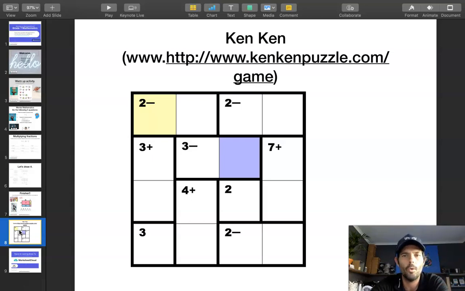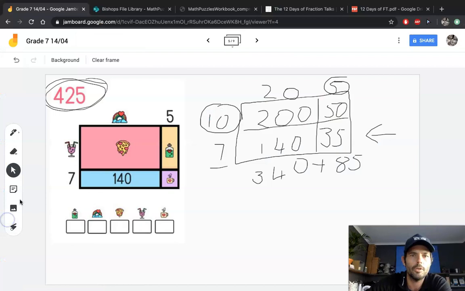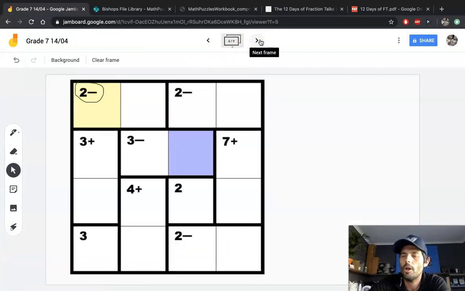So in a 4x4 grid like we've got on the screen, you can only use the numbers 1, 2, 3, and 4. Okay, so you'll see this yellow block up here is saying, hey, my answer needs to be 2. So I can only use the numbers 1, 2, 3, and 4 to get the answer of 2, but I have to subtract those numbers. So I might say 4 minus 2 is equal to 2. Okay, and here I might say 3 minus 1 is equal to 2.